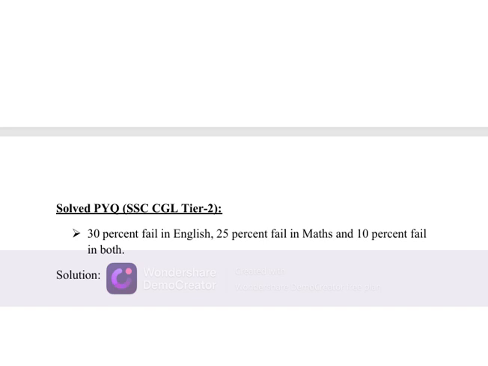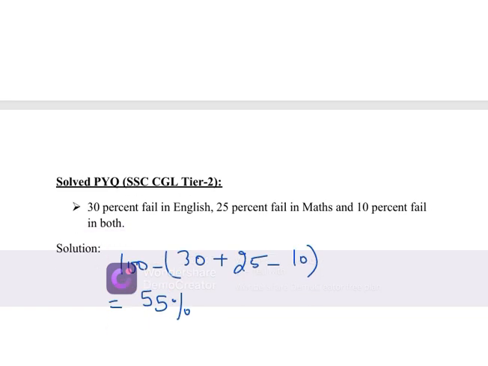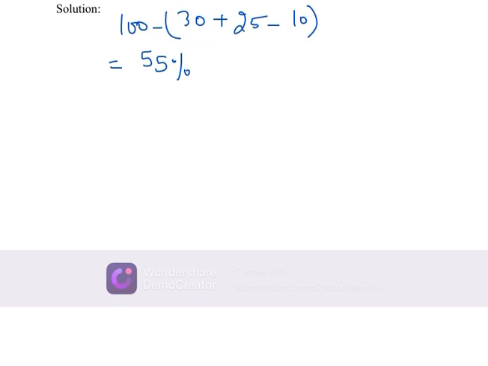30% fail in English, 25% fail in maths, 10% fail in both. So we have to find how many students passed in both subjects. Simply apply the formula: 100 minus (30% who failed in English, plus 25% who failed in maths, minus those who failed in both). So this will give you the answer. 55 minus 10, 45. 100 minus 45 will give you 55%. So there are 55% of students who pass in both subjects. Very simple to use. It will save your time. You will be able to solve this in seconds.